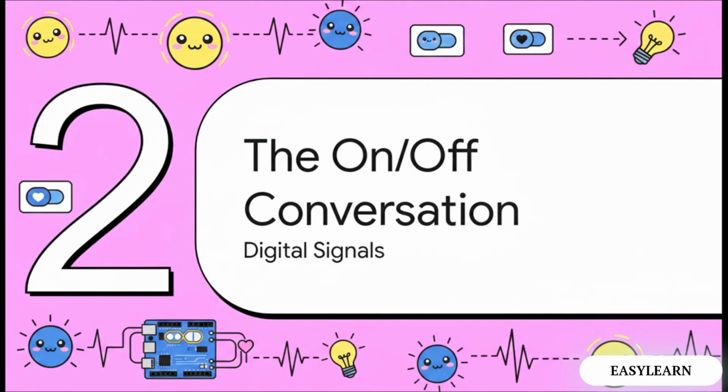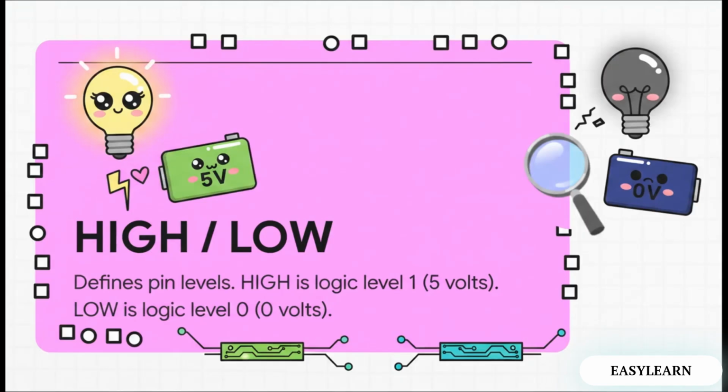So let's start with the absolute simplest conversation you can have. Just on or off. A simple yes or no. This is the digital world. And in that digital world, there are really only two words in the vocabulary, high and low. High just means on, it's sending out 5 volts, and low means off, 0 volts. That's it. It's totally binary, a black and white signal, no in between.